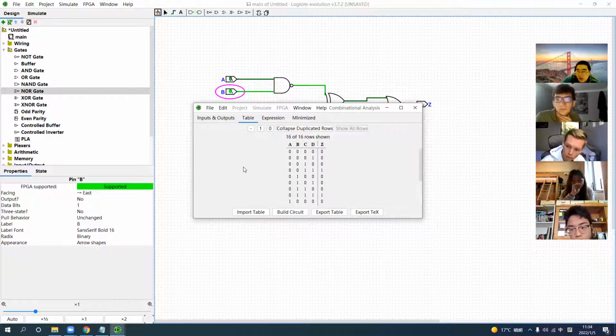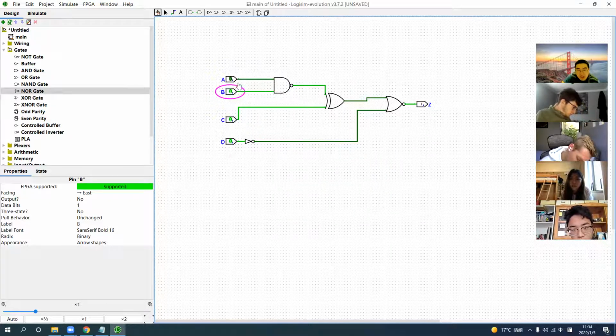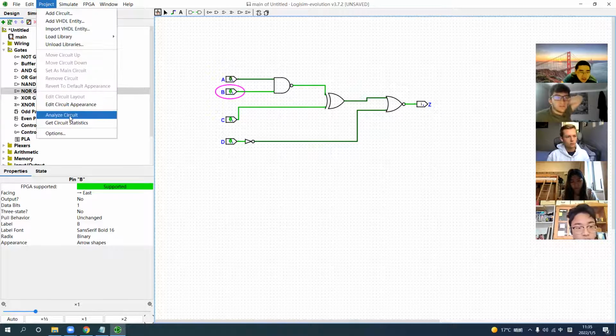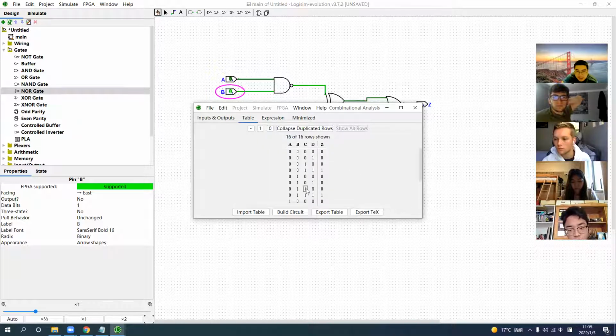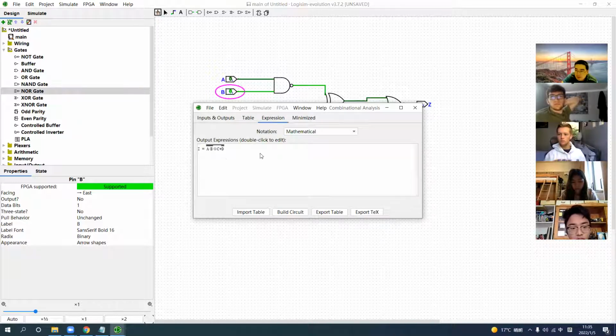That's how you can verify locally if your circuit makes sense before you submit it. But of course, please make sure the labels and names all remain right. Otherwise, the auto grader might give you some mistakes. And you can use tables to look at the truth table or the expression for the minimum.